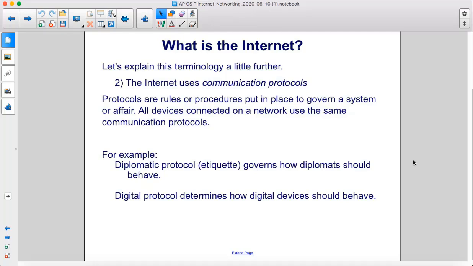Let's explain this terminology a little further. The Internet uses communication protocols. Protocols are rules or procedures put in place to govern a system or affair. All devices connected on a network use the same communication protocols. For example, diplomatic protocol, or etiquette, governs how diplomats should behave. Digital protocol determines how digital devices should behave.